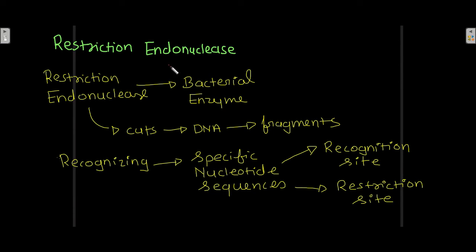Restriction endonuclease. Now, restriction endonucleases are bacterial enzymes that cut the DNA into fragments, and they cut the DNA after recognizing a specific nucleotide sequence known as the recognition site or restriction site. So restriction endonucleases recognize the restriction site, and on the basis of that, they cut the DNA into fragments. That is how the restriction endonuclease works.